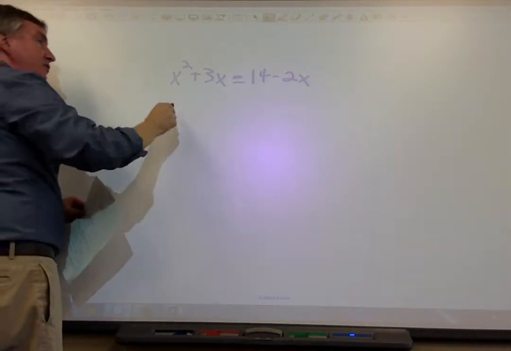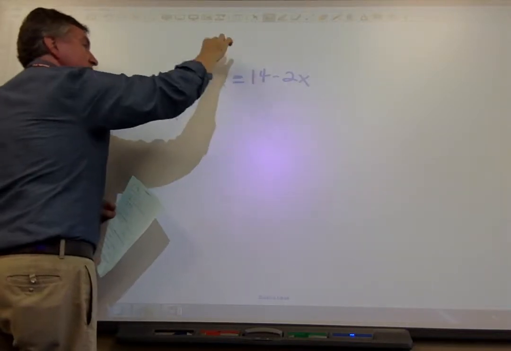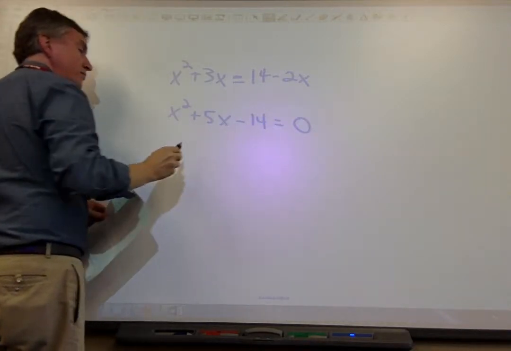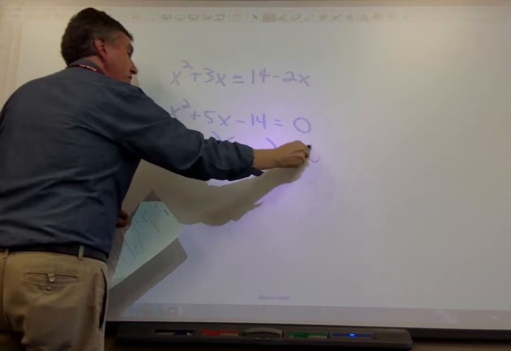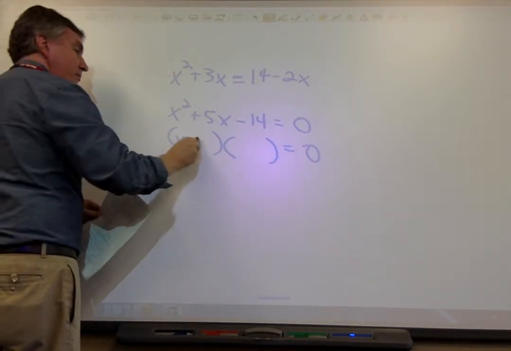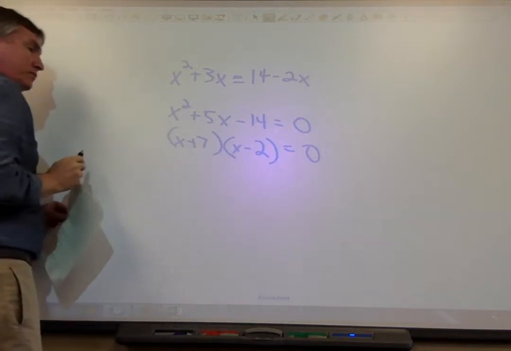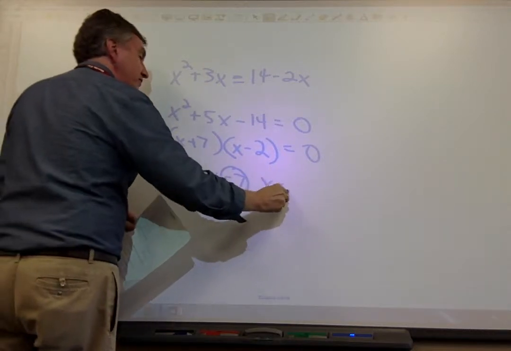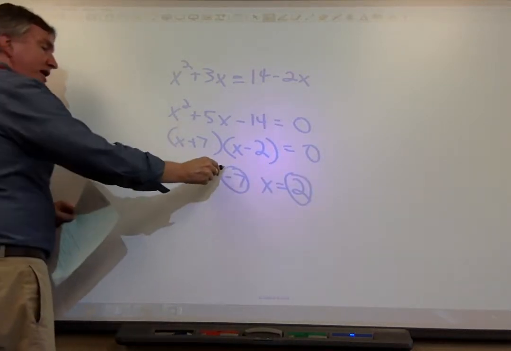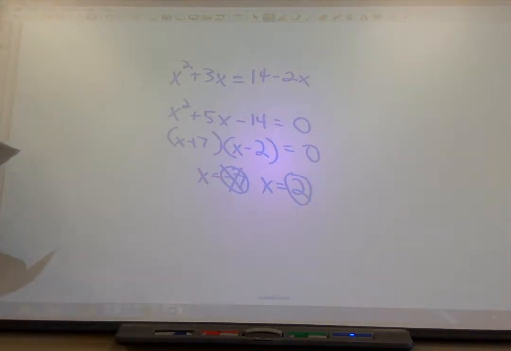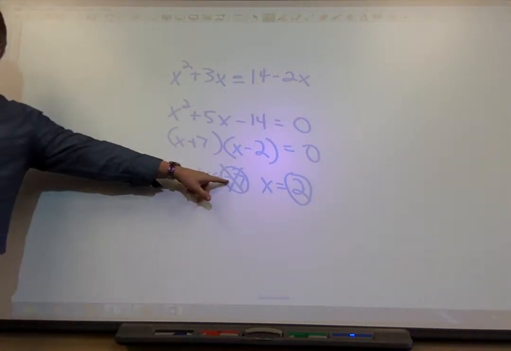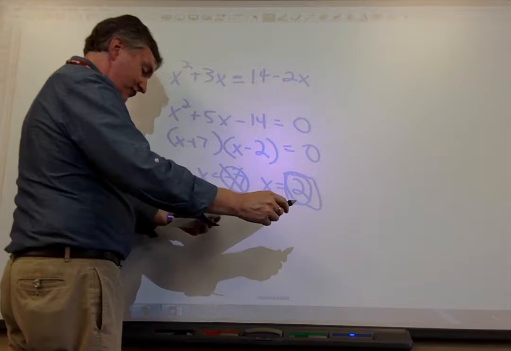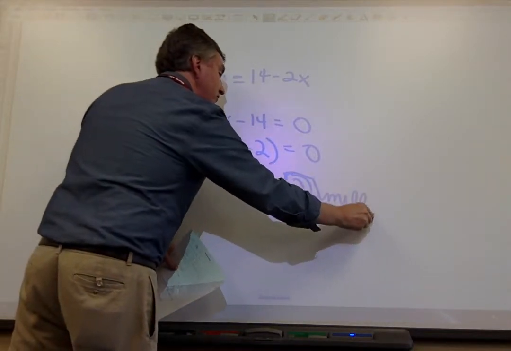If you make one side 0, that's a nice quadratic. If I add 2x, that would be 5x. And if I subtract 14, that's an easy one to factor, isn't it? I think you get something like plus 7 minus 2. Would you agree with that? If you set them to 0, x is negative 7 or x is 2. Well, I couldn't have a supply of negative 7. The supply x was in millions of chips. I couldn't have negative 7 million chips. So my answer is 2 for the equilibrium quantity. So that was the answer to A, 2 million chips.